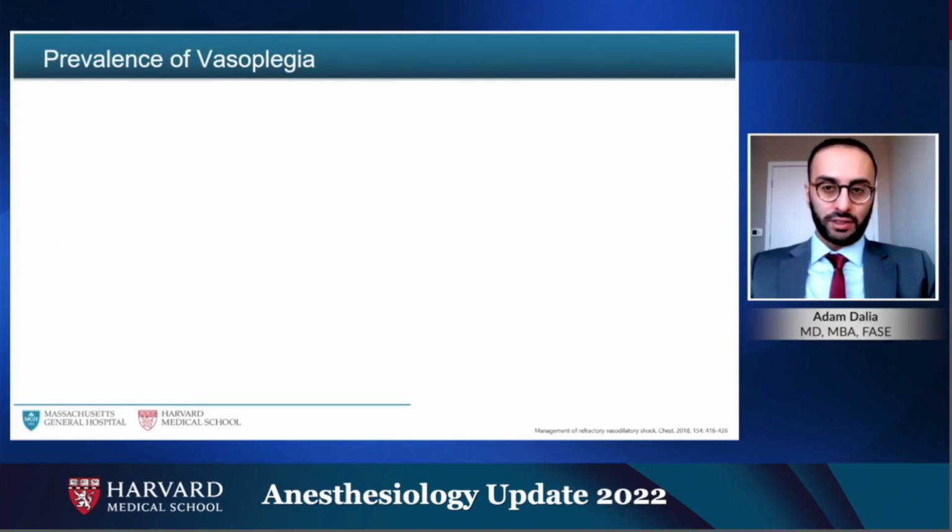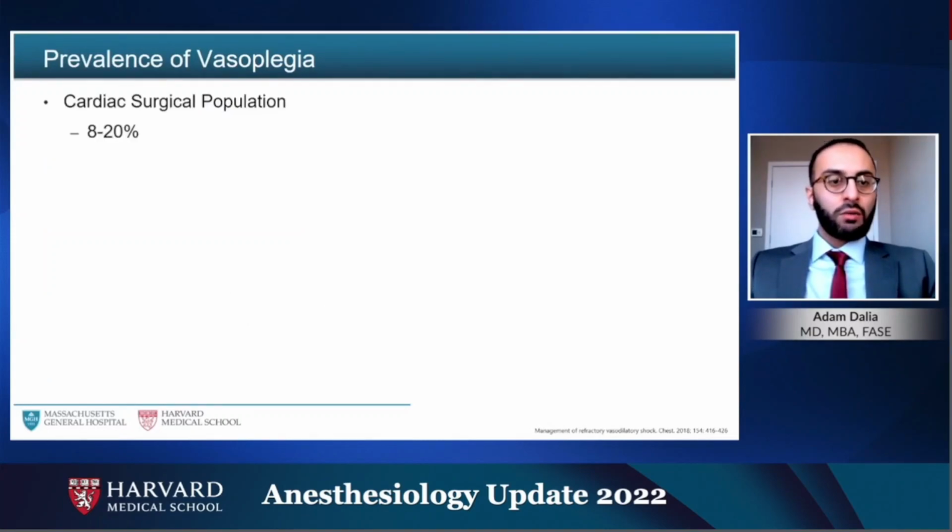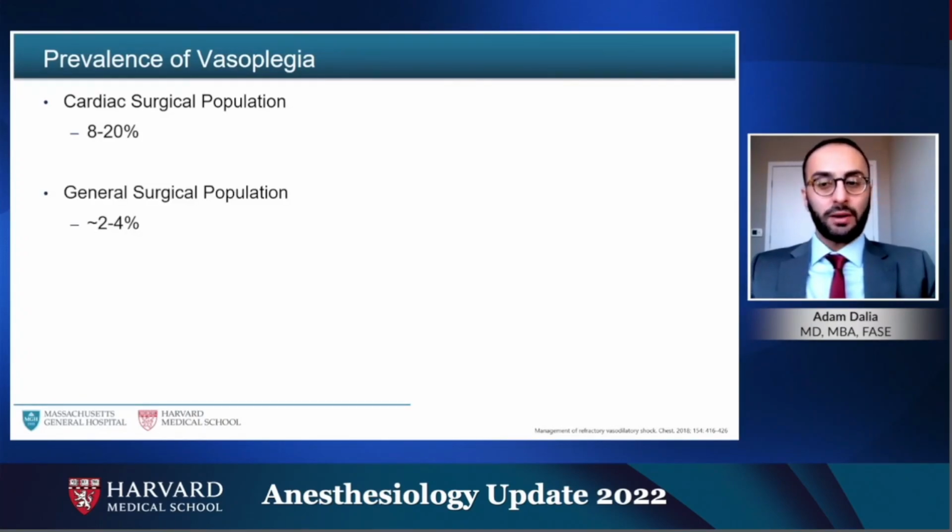So what's the prevalence of vasoplegia? Well, in the cardiac surgery population, which is where we often hear about this, it's 8 to 20%. But in the general surgical population, it's still prevalent between 2 and 4%. And if you can imagine, even at 2% of surgical patients in a hospital doing about 20,000 operations a year, that could be almost 400 patients a year, or at least one patient a day. So although the percentage is low, you still may encounter this quite frequently.